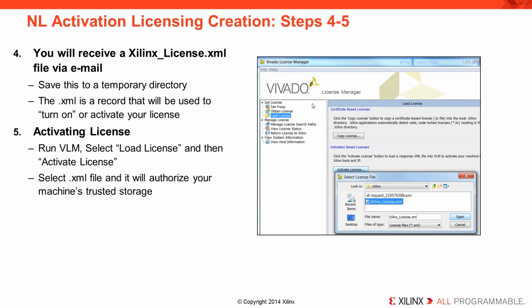So you need to run Vivado License Manager, select Load License, and then Activate License. You can then browse to and select the XML file, and it will authorize your machine's trusted storage. And then you're finished. Your machine is now licensed, activated for Xilinx's tools.